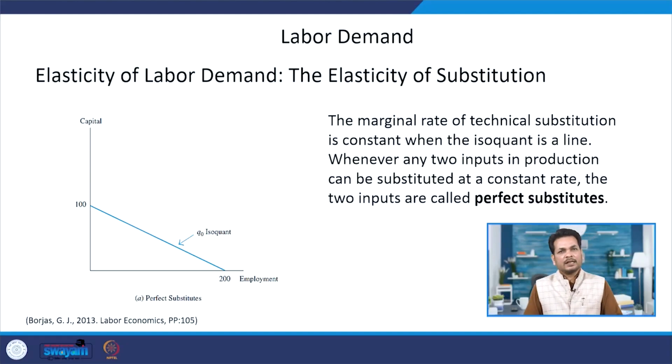While discussing this elasticity of labor demand, it is important to discuss the concept of elasticity of substitution. When we talk about the elasticity of substitution, it depends on the curvature of the isoquants, the production functions. When the marginal rate of technical substitution is constant, which means the isoquant is a straight line, here in this graph you can see the isoquant is a straight line.